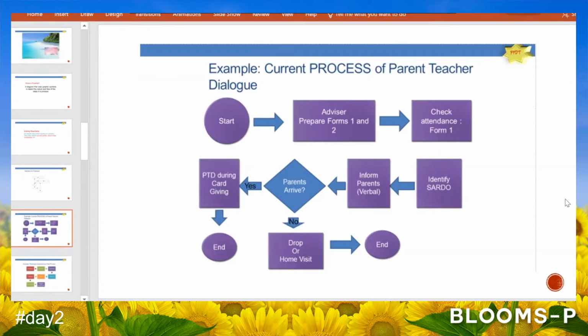All right. So we have here an example, a current process of a parent-teacher dialogue. As you can see, start, then we have the advisor preparing Form 1 and Form 2, then the check of attendance for Form 1. While checking on it in a particular process, a teacher was able to see and identify students at risk of dropping out. So what she needs to do is inform the parents verbally or in a written form. Then the parents arrive.